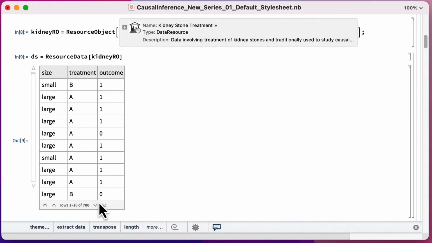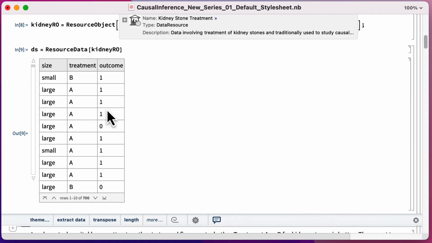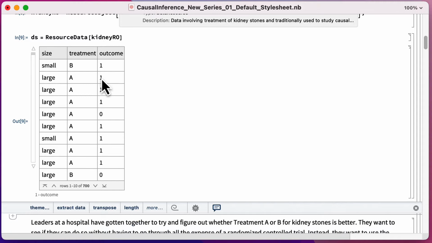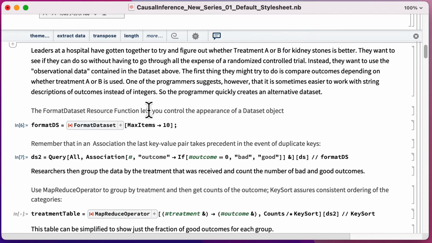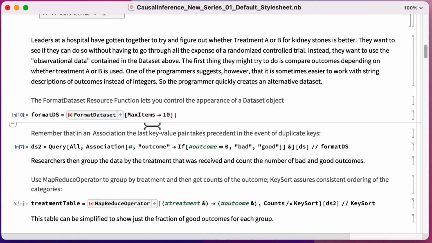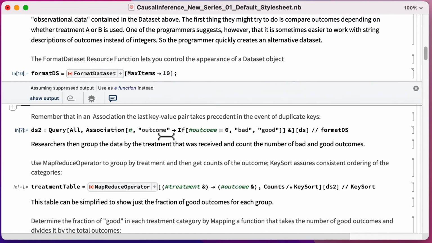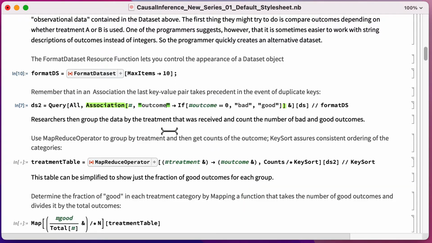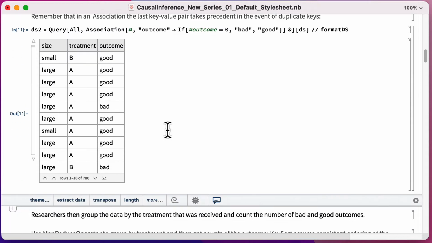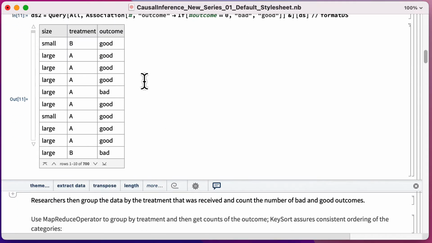It's importing it. You can see we've got data on the size of the kidney stone, the treatment used, and the outcome for each patient. Now, it's a little perhaps challenging to remember whether one is good or one is bad, and so someone suggests that it might be easier if we just adjust the data set to show a written description of the outcome. So let's do that, and we now see what the outcome is.